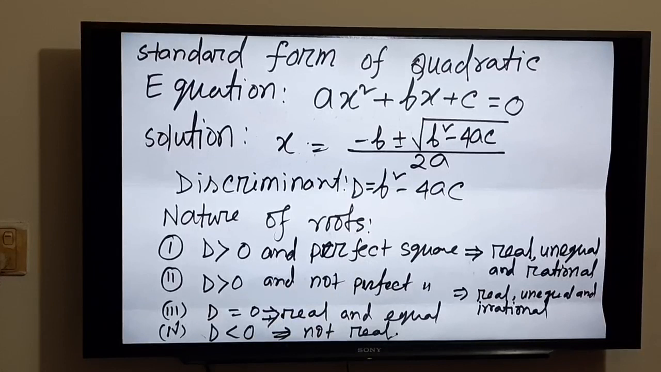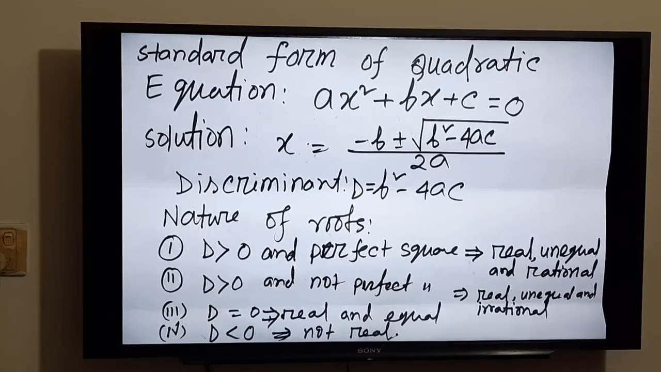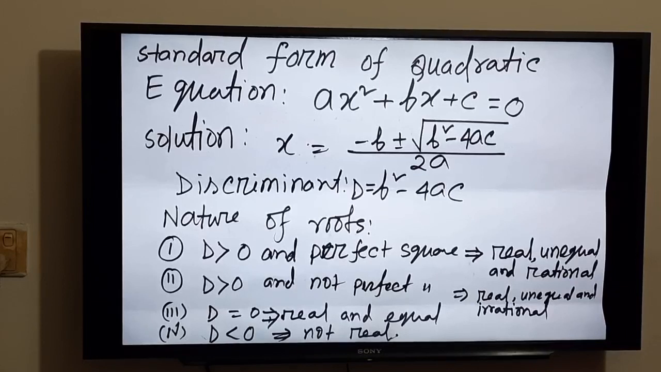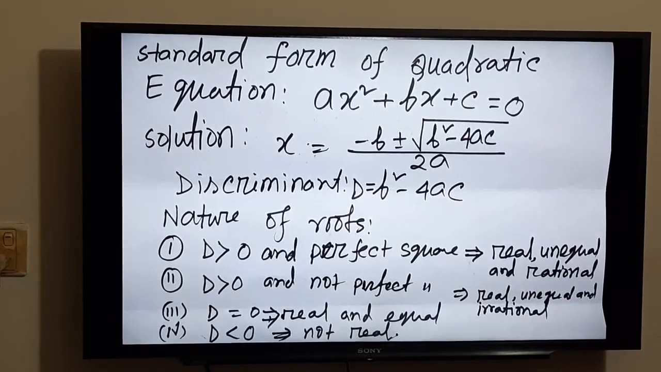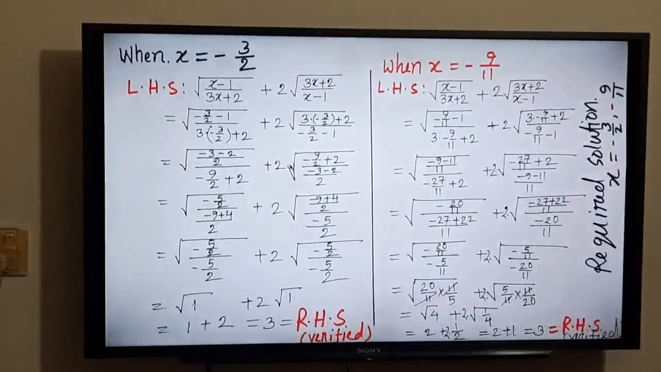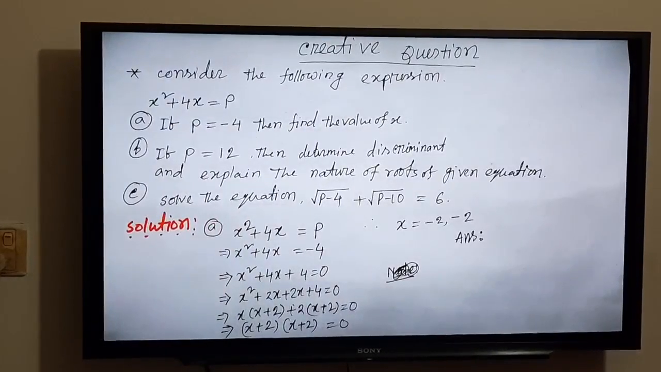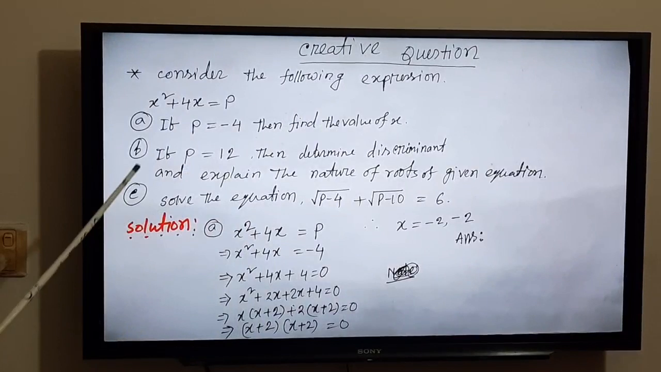Okay, this is just to recall the basic information of 5.1, because we need it for the creative question. Today we want to discuss the creative question between 5.1 and 5.2. Okay, see the creative question.